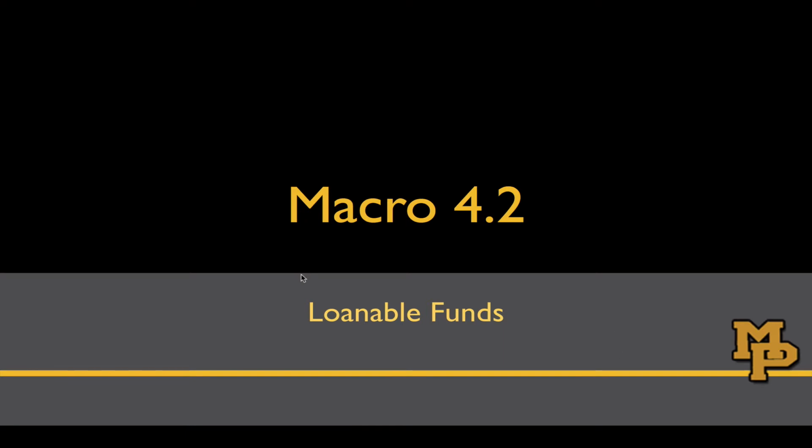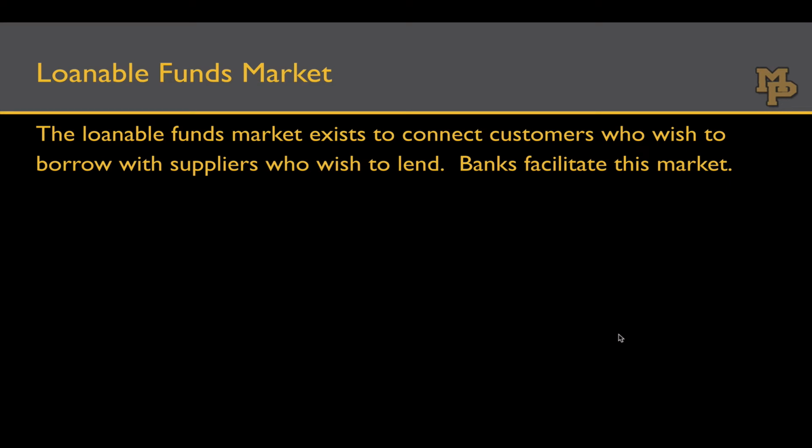So, this is AP Macro 4.2 Loanable Funds, and we're going to talk about the loanable funds market. We've been talking about different types of investments and where those investments go. One of the ways that we graphically represent that in AP Econ is the loanable funds market. This, like it sounds, connects customers who want to borrow with suppliers who want to lend money, and banks are the facilitators who handle these transactions.